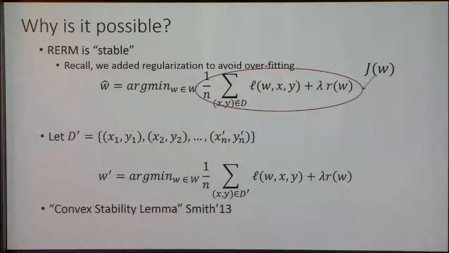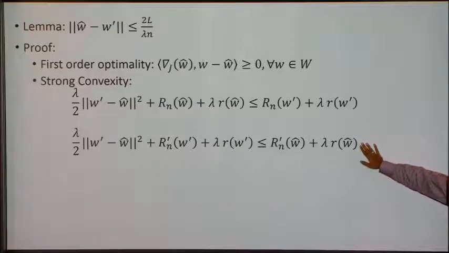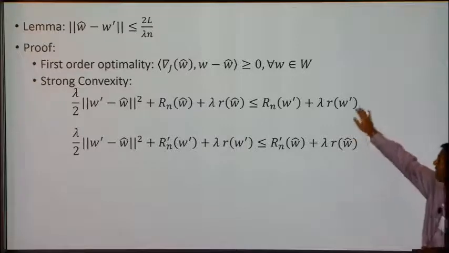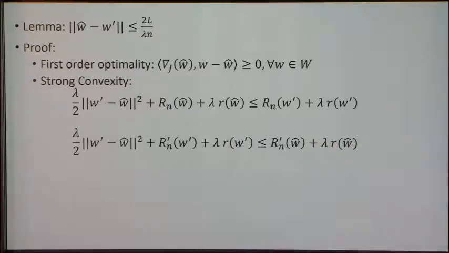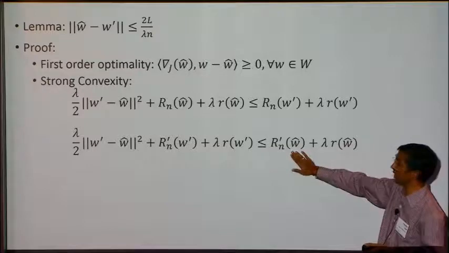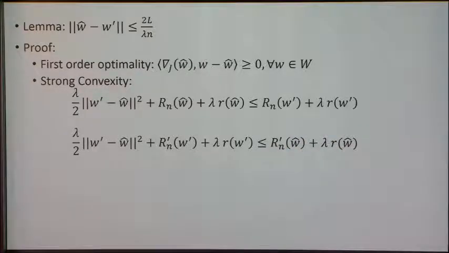Similarly, I'll use the same equation but for my second optimization problem, because W prime is optimal for this. So I will obtain an analogous equation here. And now I add these equations up. The regularization functions cancel out, and what I will observe is something like Rn W hat minus Rn prime W hat and Rn W prime minus Rn prime W prime, and I want to bound them.